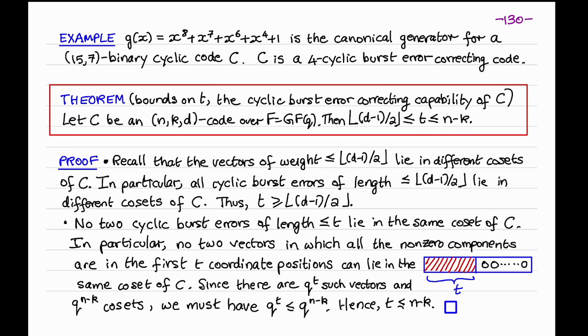Now, since C is a T cyclic burst error correcting code, no two cyclic burst errors of length at most T lie in the same coset of C. In particular, no two vectors in which all the non-zero components are in the first T coordinate positions, like this vector, can lie in the same coset of C. And this is because vectors of this form are also cyclic burst errors of length at most T. Now there are q to the T such vectors over GF(q), and q to the n minus k cosets of C. And hence q to the T must be no greater than q to the n minus k, from which it follows that T is at most n minus k.